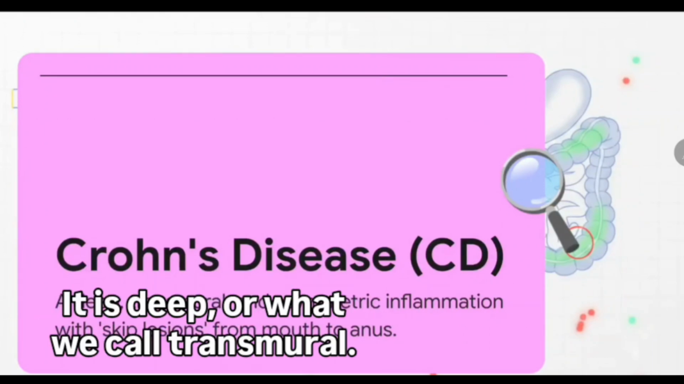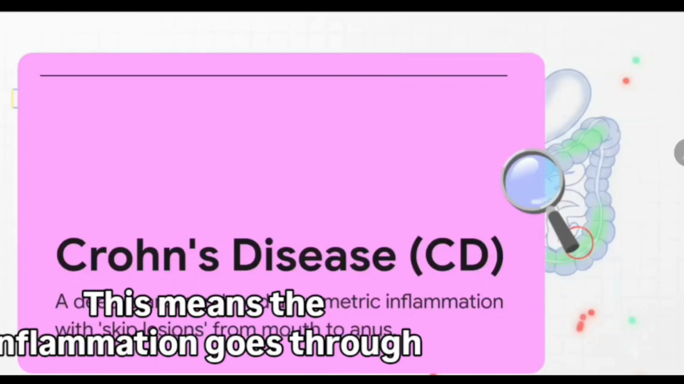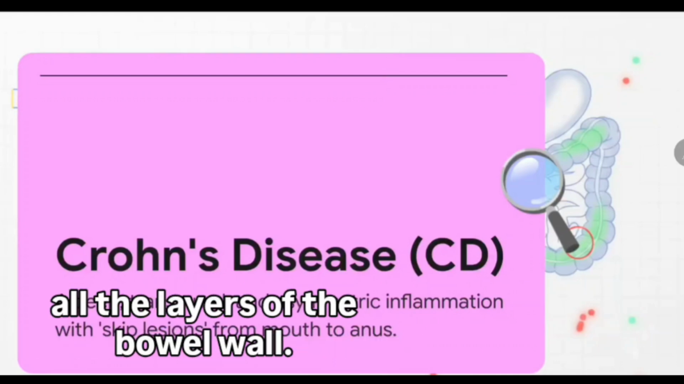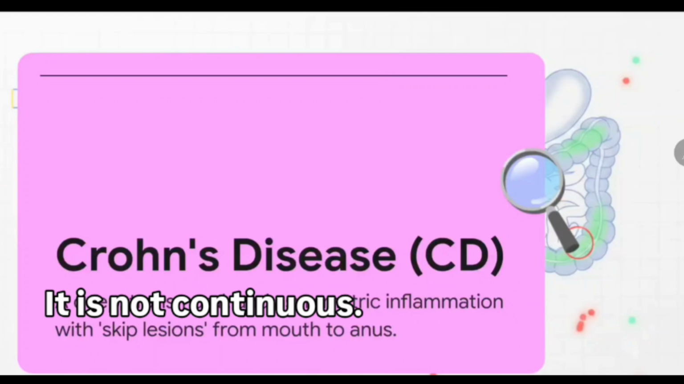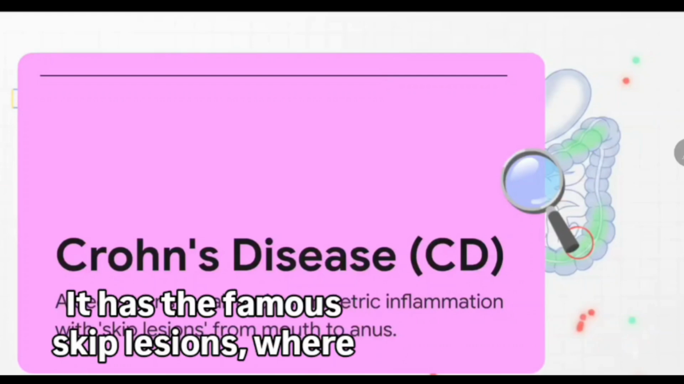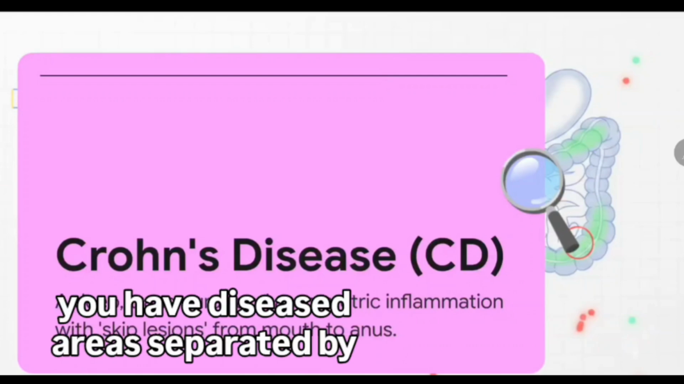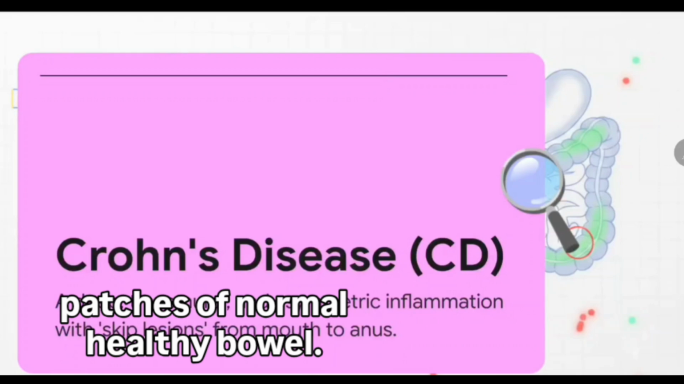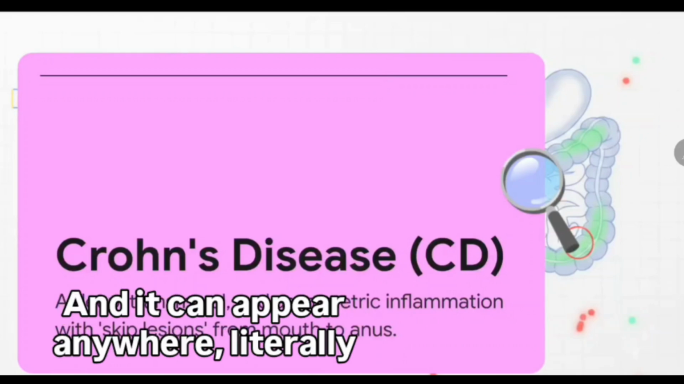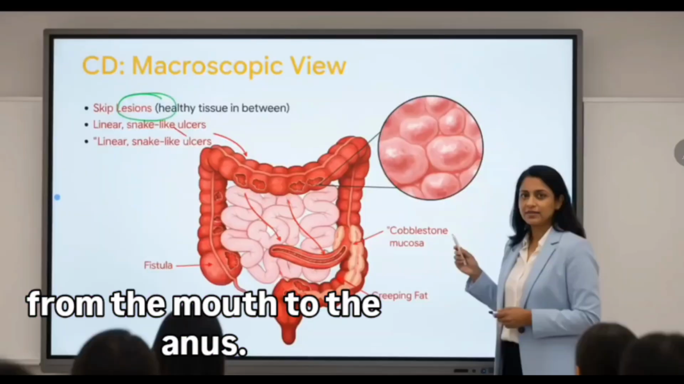It is deep, or what we call transmural. This means the inflammation goes through all the layers of the bowel wall. It is not continuous. It has the famous skip lesions, where you have diseased areas separated by patches of normal, healthy bowel. And it can appear anywhere, literally from the mouth to the anus.